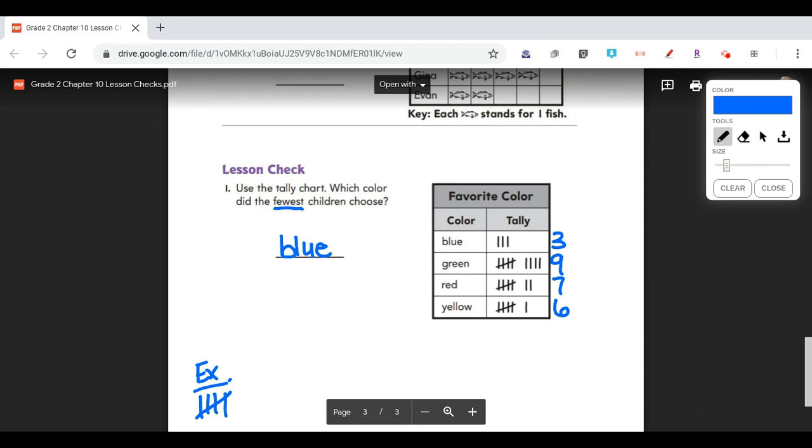All right, so that's how we count our tallies. So make sure that when we're counting our tally marks, each line represents 1, but once we get to 5, we do our slash to make it a group.